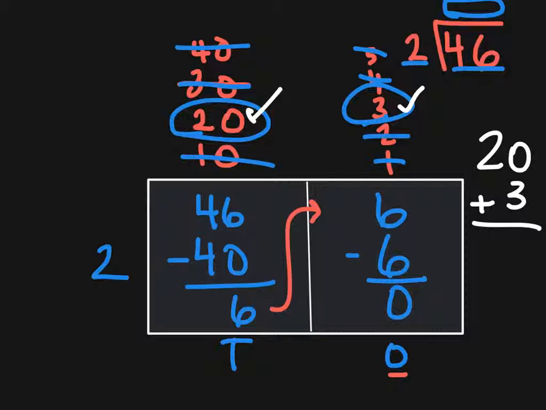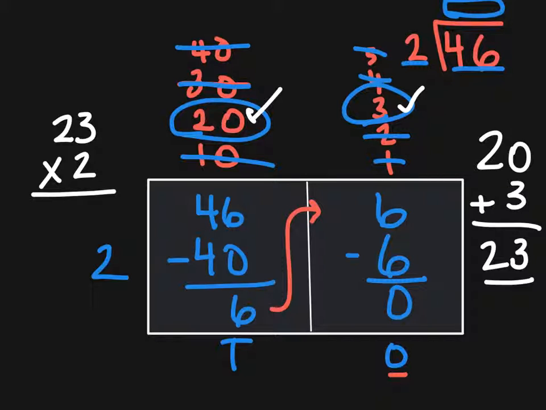So I have 0 plus 3 is 3, and 2 plus nothing is 2. Now I can even check this problem. If I take this answer here, this 23, times the 2, I'm doing the opposite, kind of like a fact family. 3 times 2 is 6, and 2 times 2 is 4. And look at that. I have 46, which is my dividend.